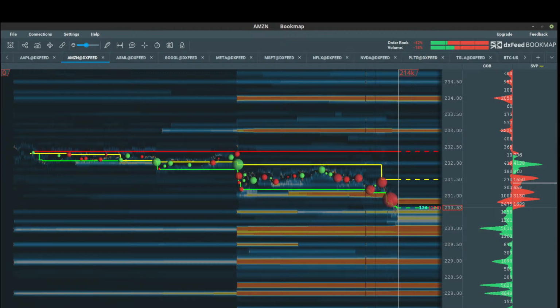You're going to see these books become a little bit more hot, meaning there's going to be a little bit more liquidity added in after the market bell on a lot of these stocks.